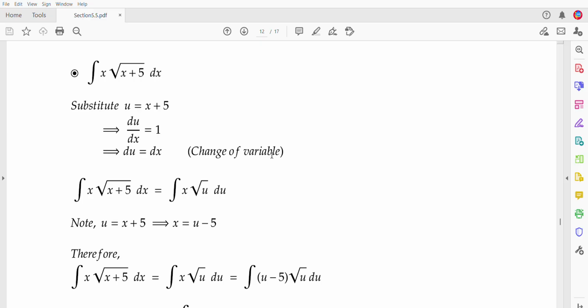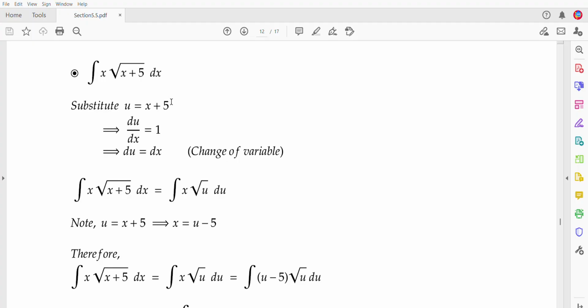So the integral of x square root x plus 5 dx is the integral of x square root u, since x plus 5 is u. Now, dx is du. What do I do with this x that was left over? Whenever something is left over, you go back to your substitution and see whether you can do better.